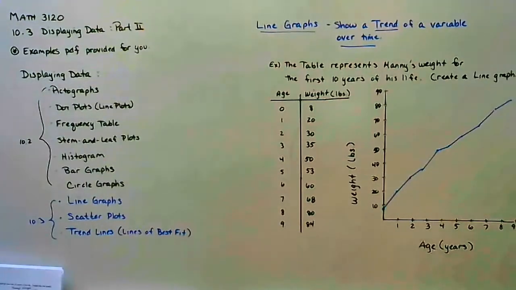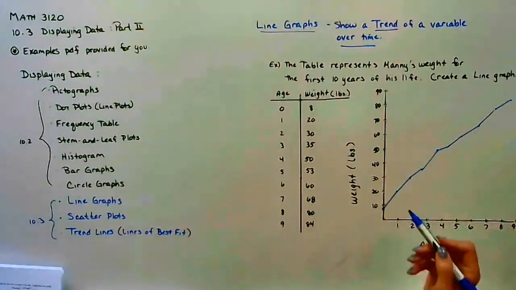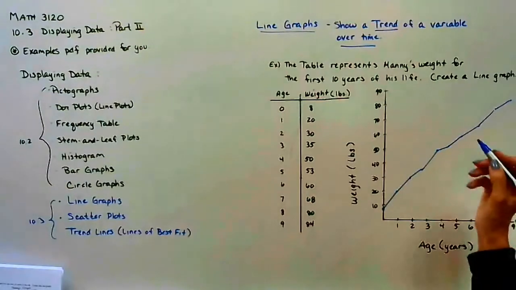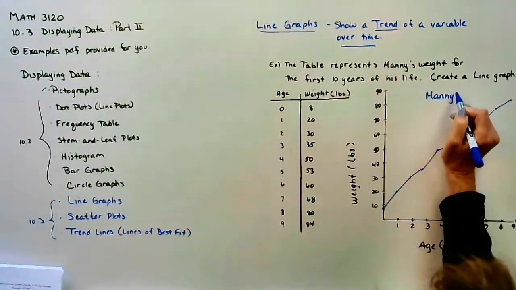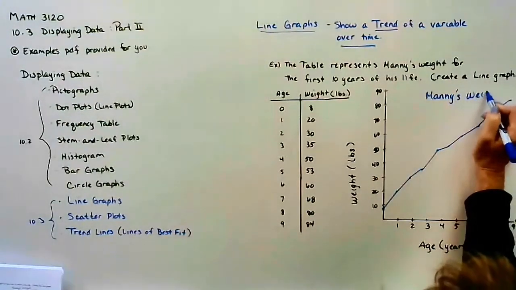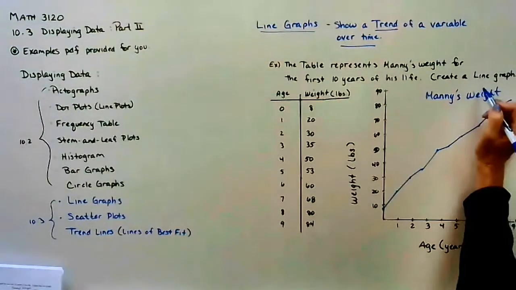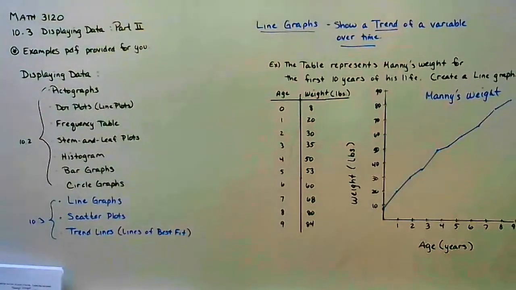And then of course there's one thing missing. We have to label and title the graph. So in this case, what are we representing? This is representing Manny's weight. So perhaps the title of this graph would be Manny's weight. So make sure, I'm going to always look for a title, and I'm going to look for labeled axes. I'm going to make sure you always have your units that we're comparing. There we go, there's a line graph. Okay.